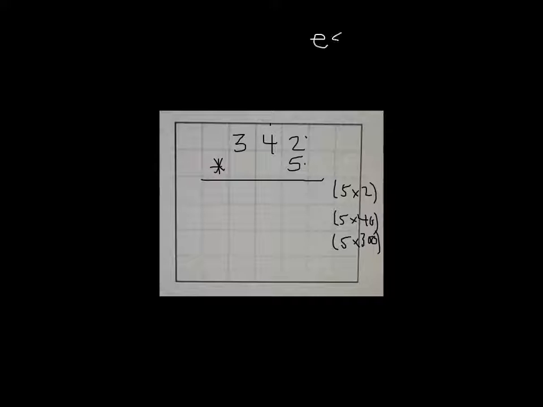Let's solve the number 342 times 5. Remember, we're doing 5 times each of these numbers, so you're going to have 5 times 2, then 5 times 40, and 5 times 300. Go ahead and set that up and solve this multiplication problem. When you finish, remember to write down your estimate as well to check your work. Our estimate is 300 times 5 is 1,500. Check your work as we solve.